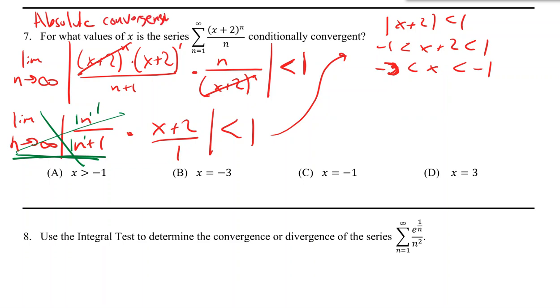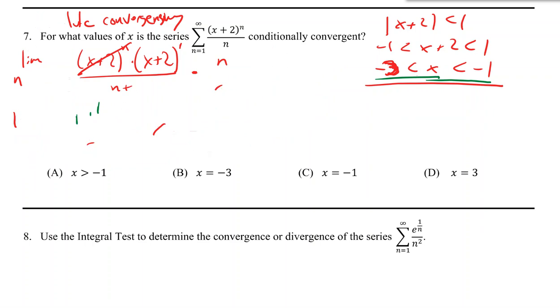converging interval. Now notice it does not include negative 3 and it does not include negative 1. So those are not absolutely convergent, but those are the two places it might be conditionally convergent. So now that I realize x equals negative 1 might be convergent and x equals negative 3 might be convergent, I'm going to work those as separate questions.